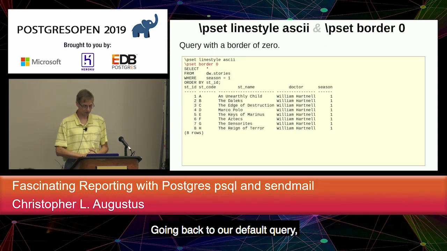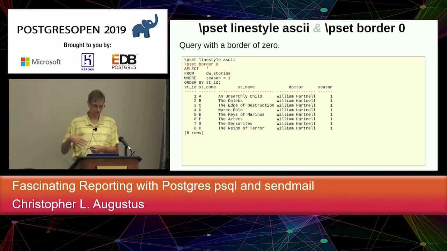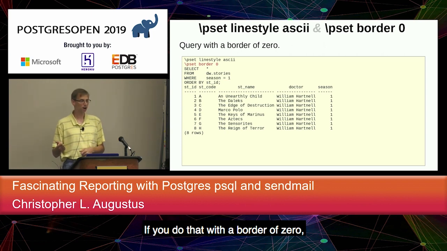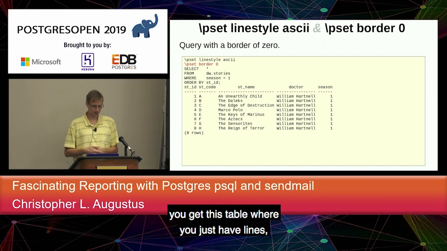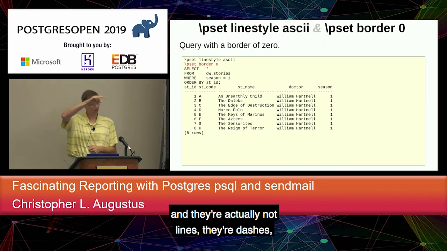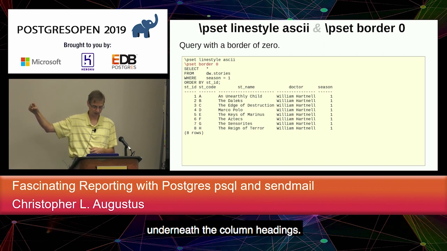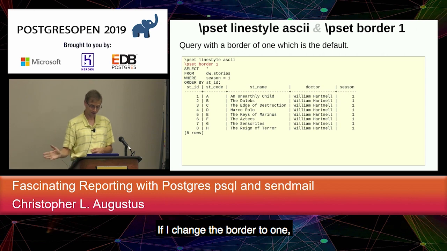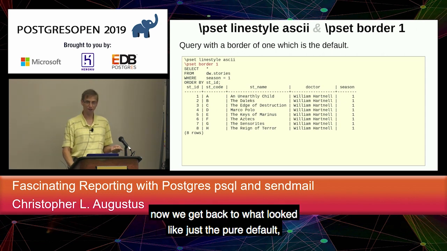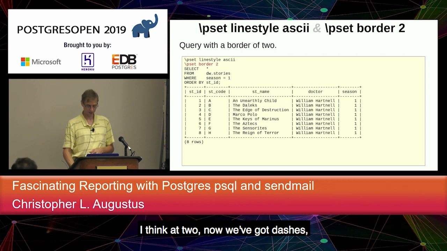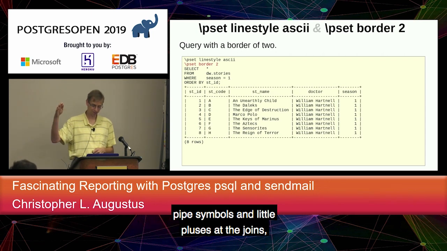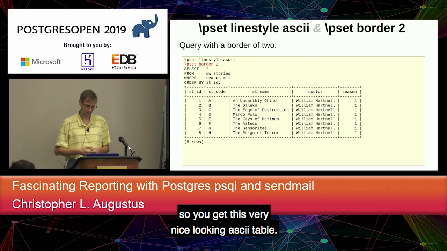So going back to our default query, we have the pset linestyle ASCII, which is the default. And if you do that with a border of zero, you get this table where you just have lines. And they're actually not lines, they're dashes underneath the column headings. If I change the border to one, now we get back to what looked like just the pure default when we went into PSQL. If I make it two, now we've got dashes, pipe symbols, and little pluses at the joins, so you get this very nice looking ASCII table.